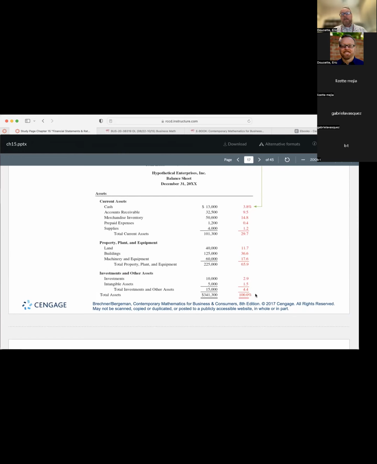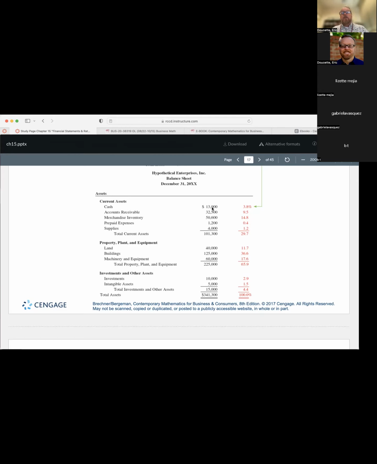So that's 100%, right? Everything you're going to divide by is going to be this number right here, this 341, because that's your total assets. To figure out the percentage of each of these assets in relationship to your total assets, you're basically just going to divide, for instance, the cash by the 341,300. If you do the math on that, you'll find it comes out to 0.038, or 0.0375, whatever. And so you're going to round that to 3.8%. So basically the cash is 3.8% of your total assets.